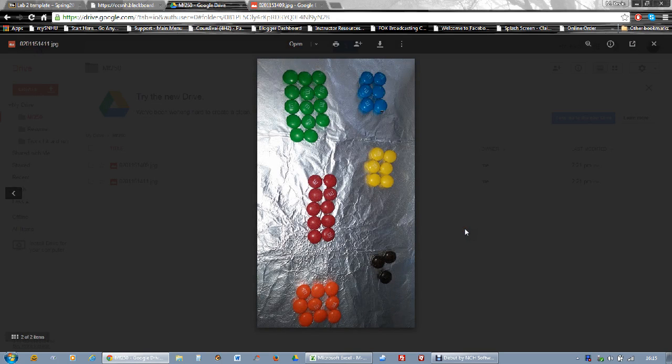And here is your sample. As you can see, there are 14 green, 6 blue, 10 red, 9 orange, 6 yellow, and 3 brown. Go ahead, pause the video, and write down those numbers.